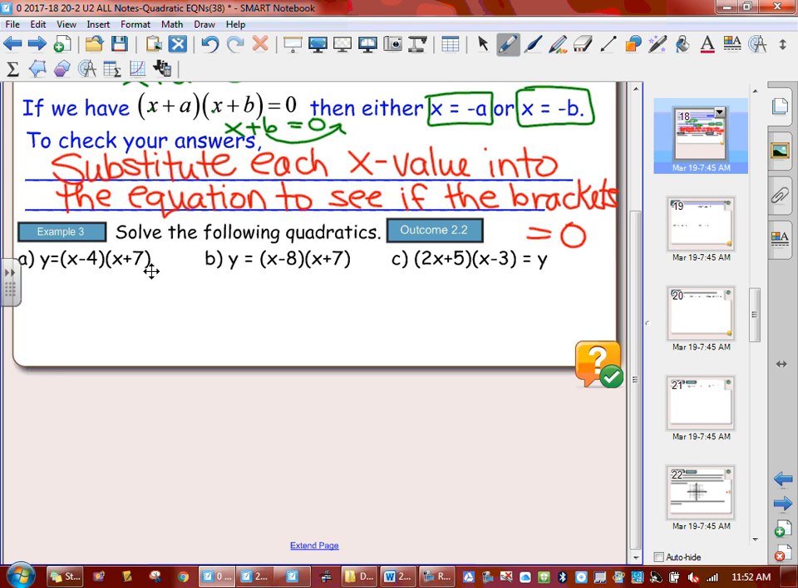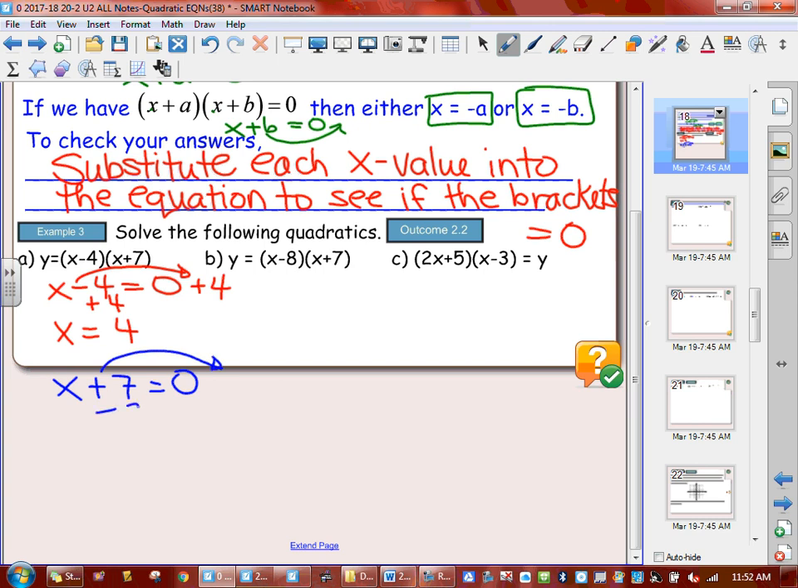The way we do that is we make each factor equal to 0. So I'm going to say x minus 4 equals 0, and then I solve for x. I'm going to take my 4 to the right, plus 4, plus 4, so x equals 4. That's one possible solution. Then I'll do the same thing with x plus 7. So x plus 7 equals 0. Take my positive 7 to the right by subtracting it, so I get x equals negative 7. So I get two answers.